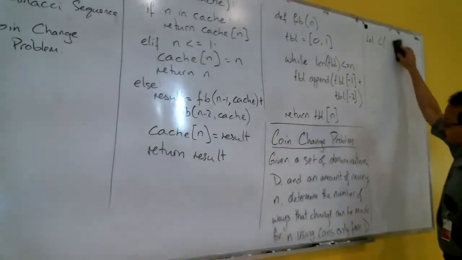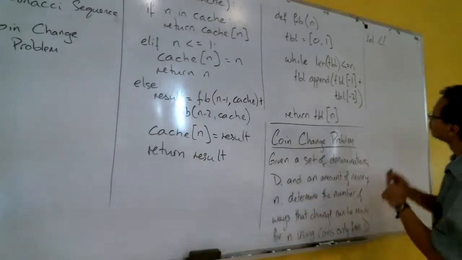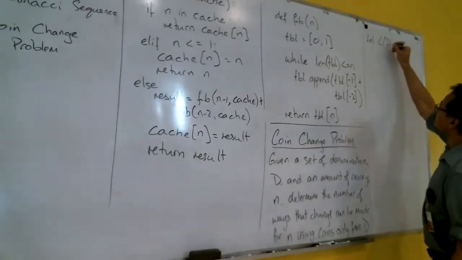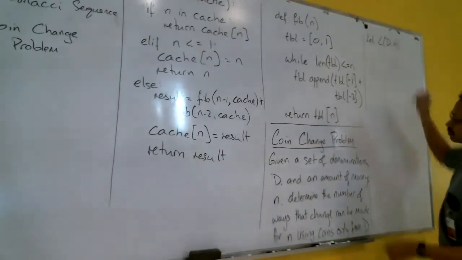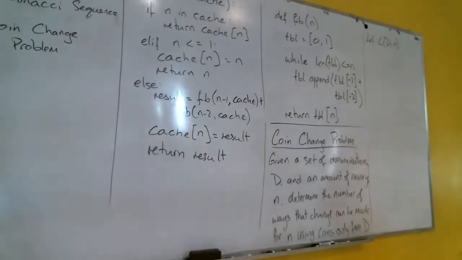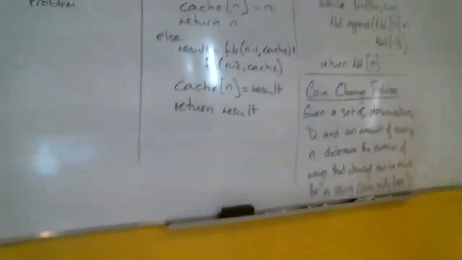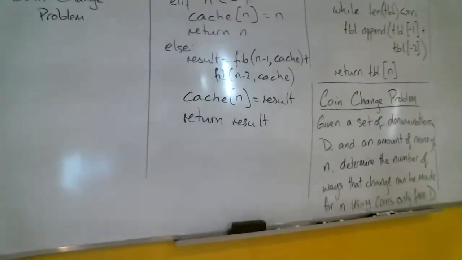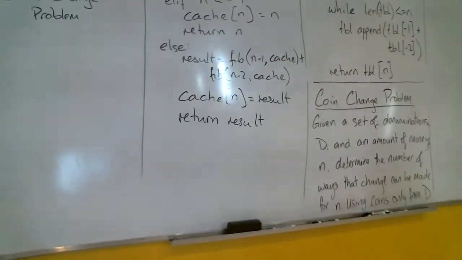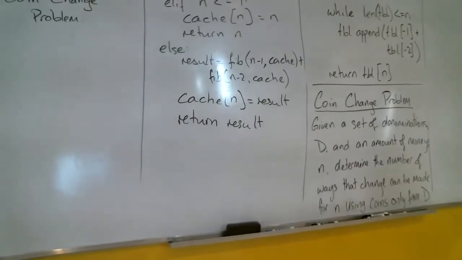We were inquiring if you would be able to read off what you just wrote on the board, as the right-hand side of it is hard to see. Cameraman, is it possible for you to maybe hold it just so that they can read it? They're trying to read this. It says, given a set of denominations D and an amount of money N, determine the number of ways that change can be made for N using coins only from D.